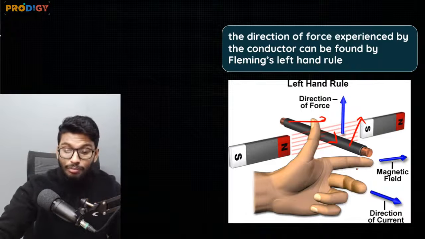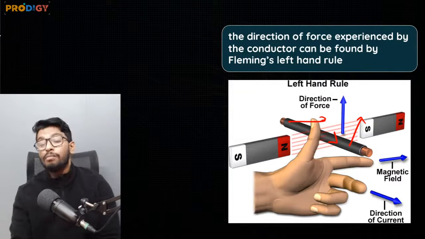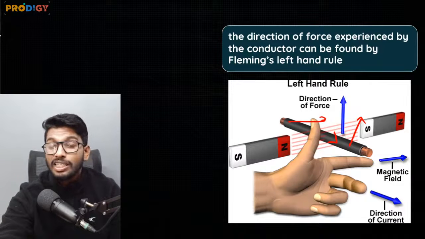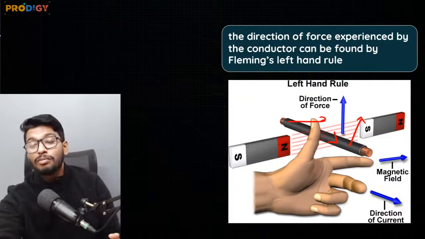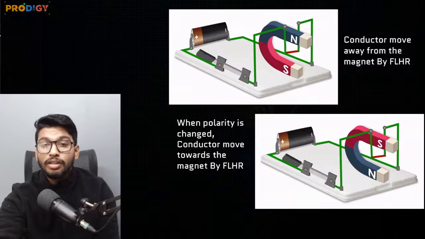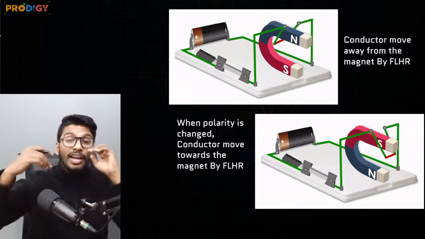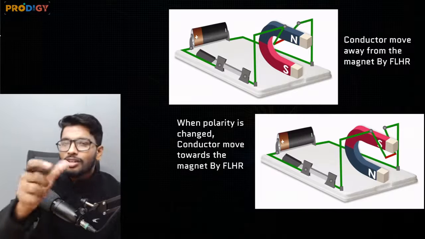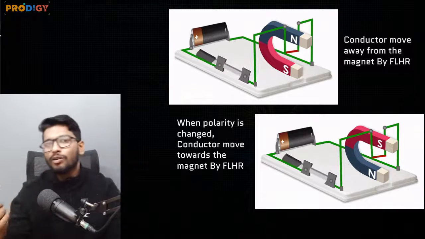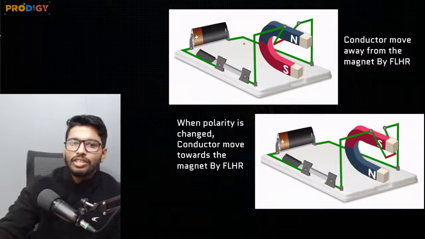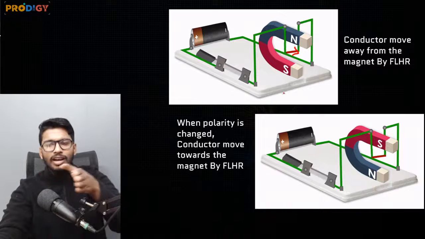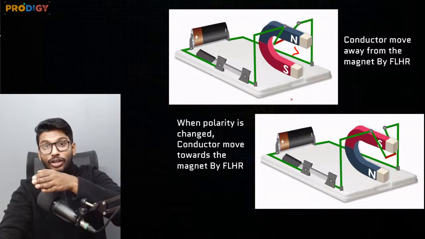Very important to remember this, guys. The reason why this is so important is because you are going to need this for DC motors also. The whole concept of the DC motor works on this principle, so super duper important. Now if you change the polarity of the magnet or the polarity of the cell, that can also impact the direction. For example, here the current direction is this way, but here the conductor is moving towards the magnet.